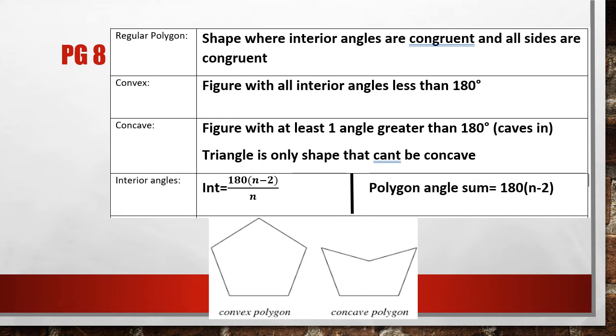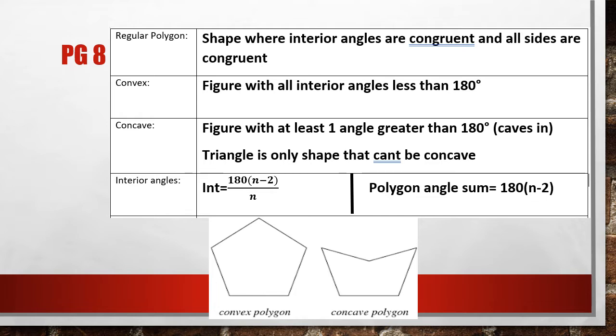So in the picture, if you notice, most of them are less than 180, but that one in the middle that kind of dips down at the top of the concave polygon, that would be greater than 180 degrees. So really the only shape that can't be concave is a triangle, because in a triangle, all the angles inside have to add up to 180 degrees.